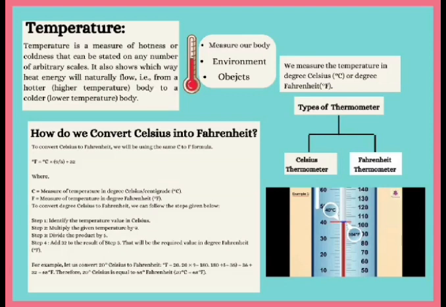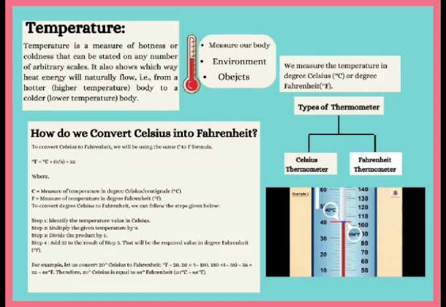Fahrenheit equals Celsius times 9 over 5 plus 32, where C is the measure of temperature in degrees Celsius (centigrade), and F measures temperature in degrees Fahrenheit.